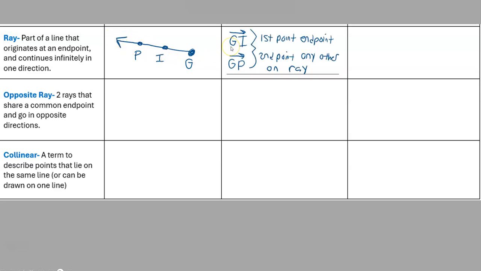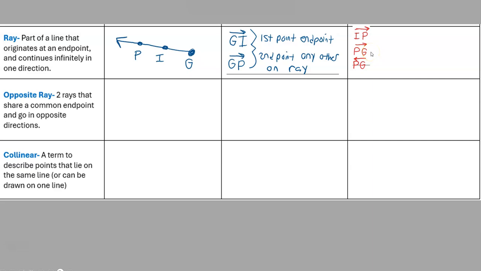So in terms of some labeling technique here, what's really important is your first point that you label for a ray must be the endpoint. So notice in both of these examples, I have G written first, but then the second point can be any other on the ray. So I think it's a combination of line and segment. Line, you can pick anything you want. Segment, you have to write endpoints. So you write your endpoint first, and then you pick any other point on the ray as your second. And notice the ray symbol has the segment on this side, the arrow on that side.